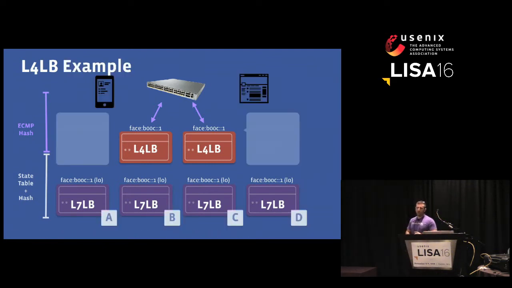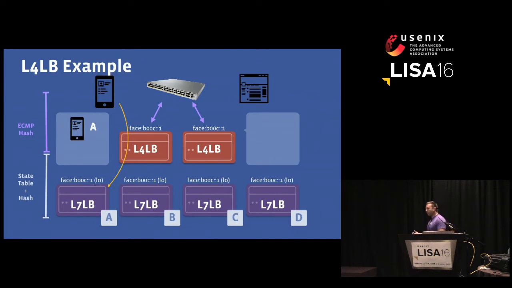So we're going to walk through an example of what this actually looks like when the request is coming in. So we have a client, a phone, using Facebook. The request comes in. We'll just skip the router part for now. We'll assume that it gets sent to the L4 load balancer. So the request comes in, it does a consistent hash on the 4-tuple, and then it gets consistently hashed to one of these L7 load balancers.